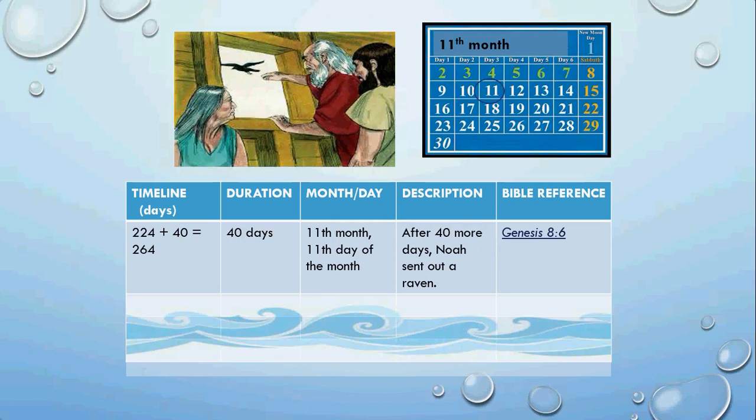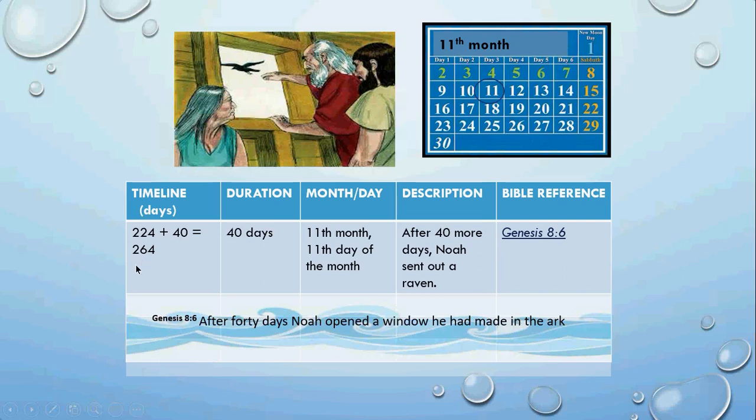Now we're going 40 more days. So we've got 224, and now we're going to add 40, and that's going to make a total of 264. Now the 40 days, the 11th month, the 11th day of the month: after 40 more days, Noah sent out a raven, and that's Genesis 8:6. After 40 days, Noah opened a window he had made in the ark.